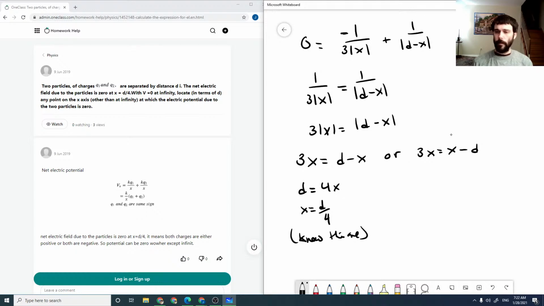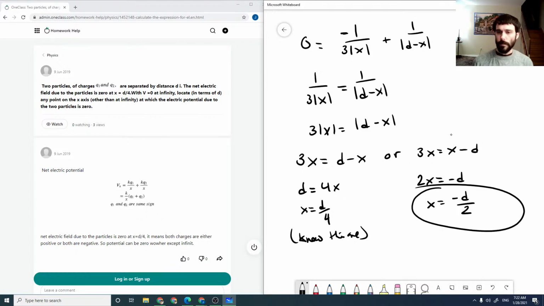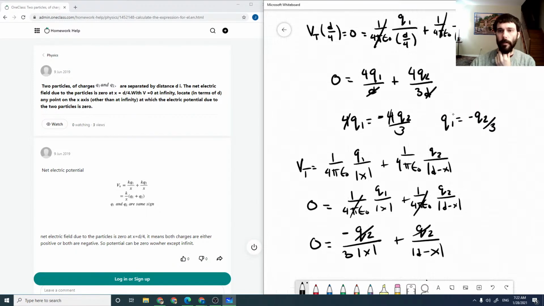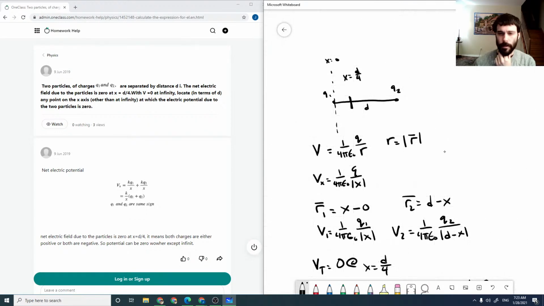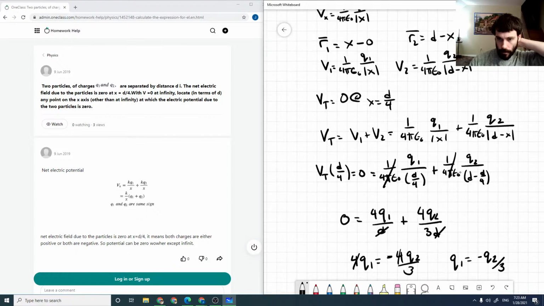But the one we didn't know is over here. If 2x equals minus d, then x equals minus d over 2. So that's the one we didn't know. It also equals 0 at x equals minus d over 2. Looking at our figure, that would be over here somewhere. V equals 0 here.